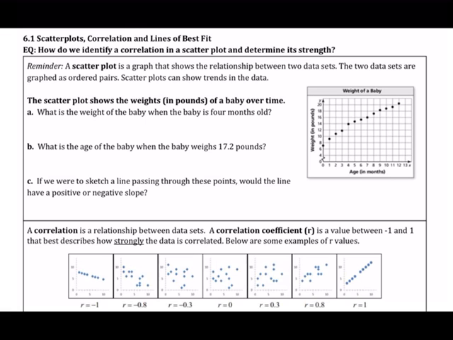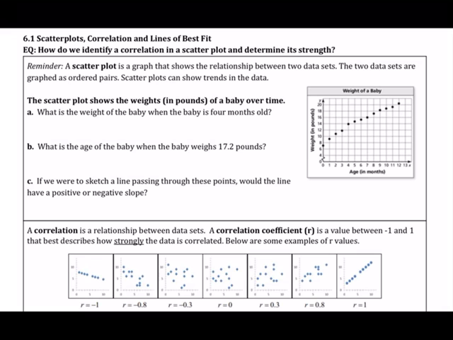6.1 is about scatter plots, correlations, and lines of best fit. And we're going to focus even more about lines of best fit in 6.2, where we start talking about residuals. But in 6.1, we're going to review what is a scatter plot, how do I read a scatter plot, and then we're going to talk about something called a correlation coefficient, which talks about how strongly related two variables are in a data set. So, our essential question, how do we identify a correlation in a scatter plot and determine its strength?